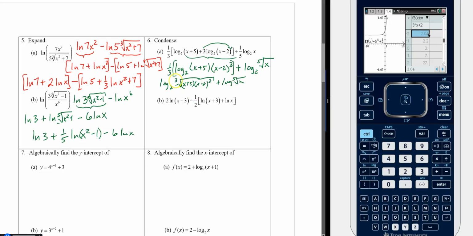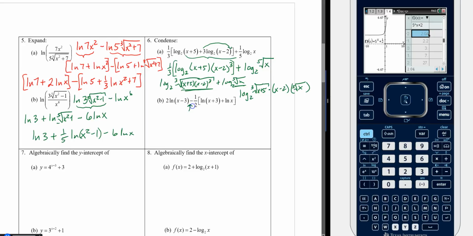And then I'm going to simplify this a little bit more. This cube root and this cube are going to cancel. So the only thing left in the cube root is x plus 5. And then I'm going to multiply all of this times the 5th root of x to make that one logarithm. So my final answer here is going to be log base 2 of the cube root of x plus 5, times x minus 2, times the 5th root of x. And that's going to be my final solution for A.